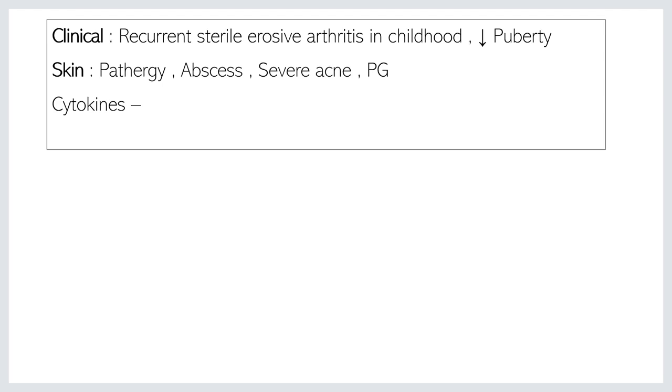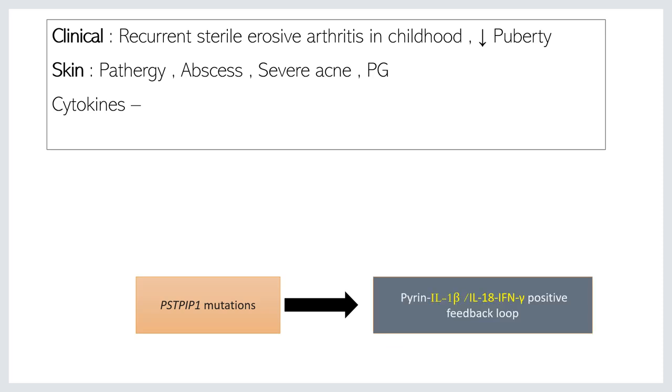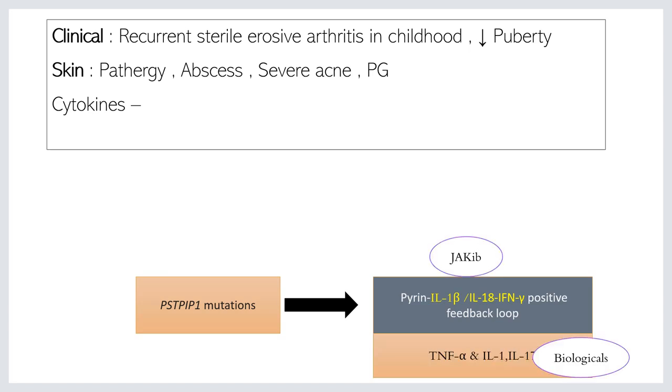The cytokines that play a role in this particular syndrome arise from the mutation that leads to a typical pathway seen in various autoinflammatory disorders, that is pyrin, interleukin 1 beta, IL-18, interferon gamma, a feedback loop that attracts neutrophils, and the cytokines also seen here are of course TNF alpha with IL-1 and IL-17. So the relevance, of course, is therapeutics: you can target with biologicals or with JAK inhibitors.